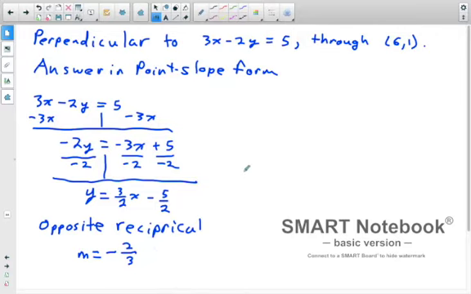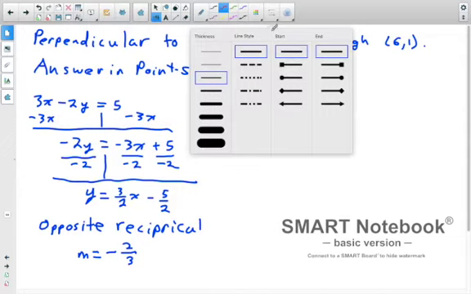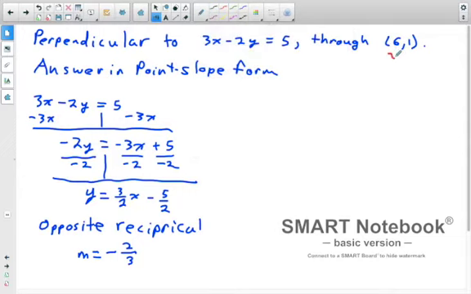Now, we have our slope. We also have an x1 and a y1. So since we want to write our answer in point-slope form, y minus my y1, which is 1, equals my slope of negative 2/3, then x minus 6.